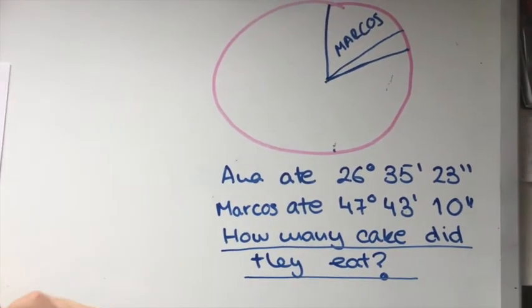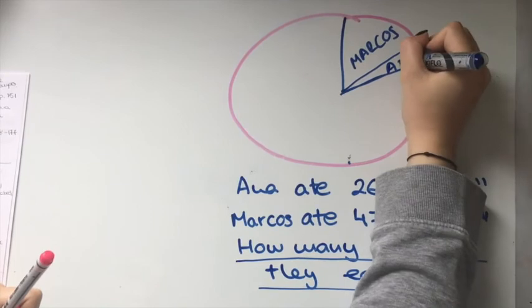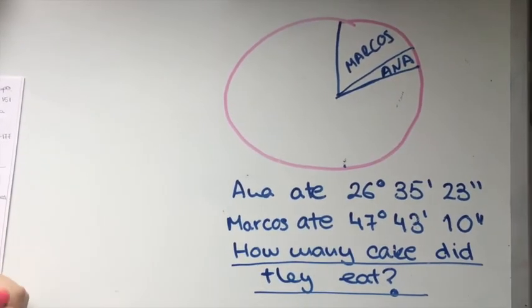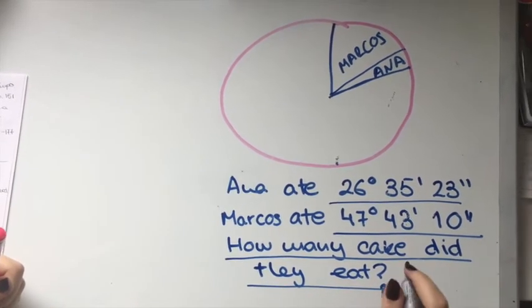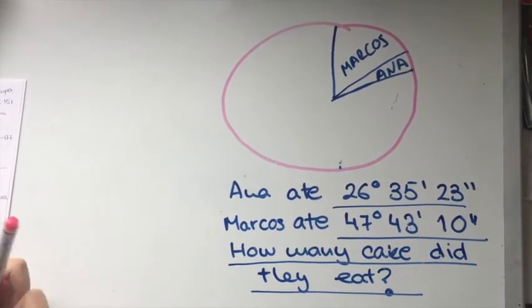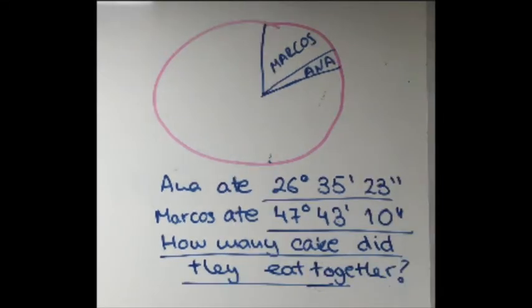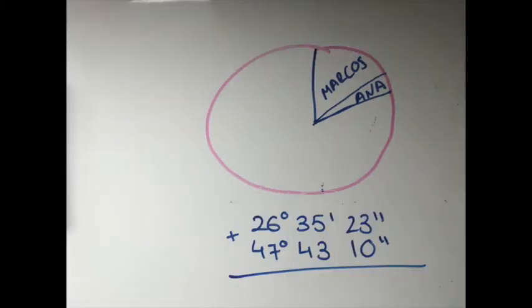Now that we have seen most of the theory together, we are going to do some exercises to train ourselves. So, I'm going to read this problem. On the whiteboard, you have a drawing of a sort of cake where Anna has eaten 26 degrees, 35 minutes and 23 seconds, and Marcos has eaten 47 degrees, 43 minutes and 10 seconds. How much cake did they eat together? So now please solve the problem in your notebooks. In order to solve the problem, we will have to do this addition. Can you solve it?